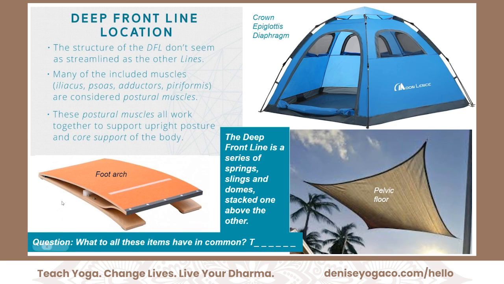So now I want you to just look at these structures: the tent, the sunshade, the springboard. This is a gymnastics springboard. What do they all have in common? What do you sense when you look at them? Does anybody want to take a guess? What do these all have in common?